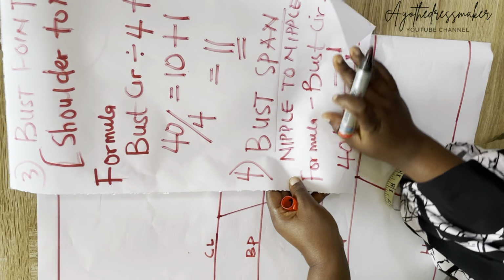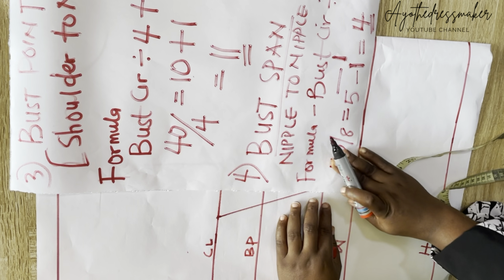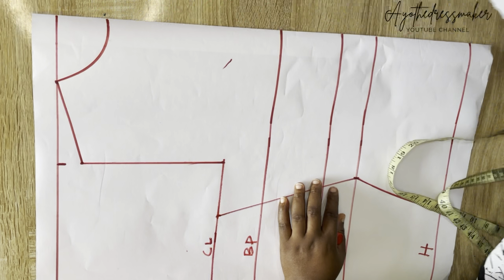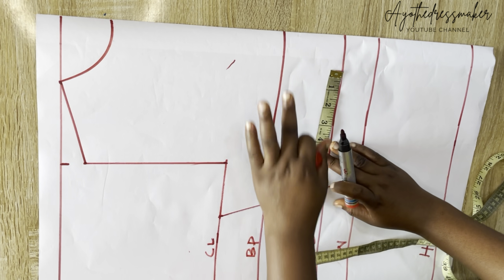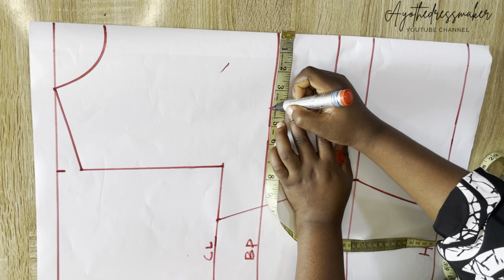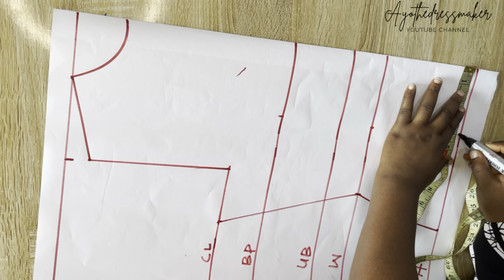And to indicate the bust span on the pattern paper, remember that we got 4 inches for this person, meaning that we are going to come to our pattern paper here, and we are going to come to the bust point, and we are going to indicate 4 inches all the way down.